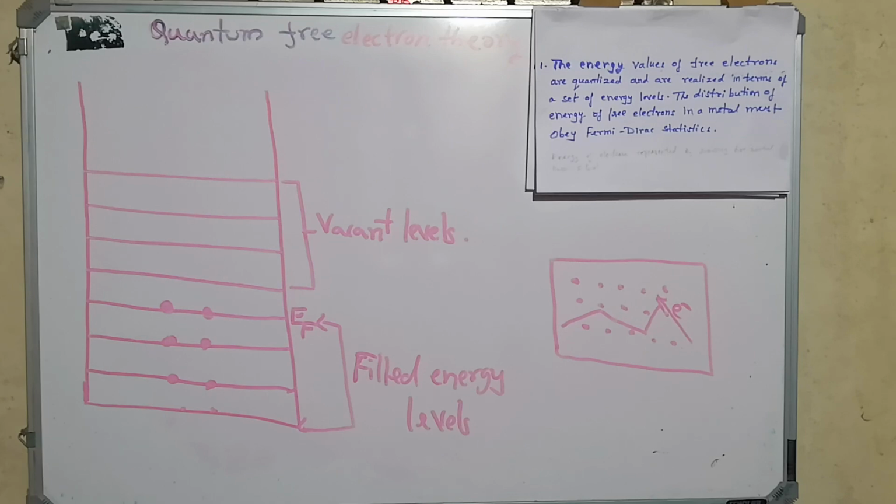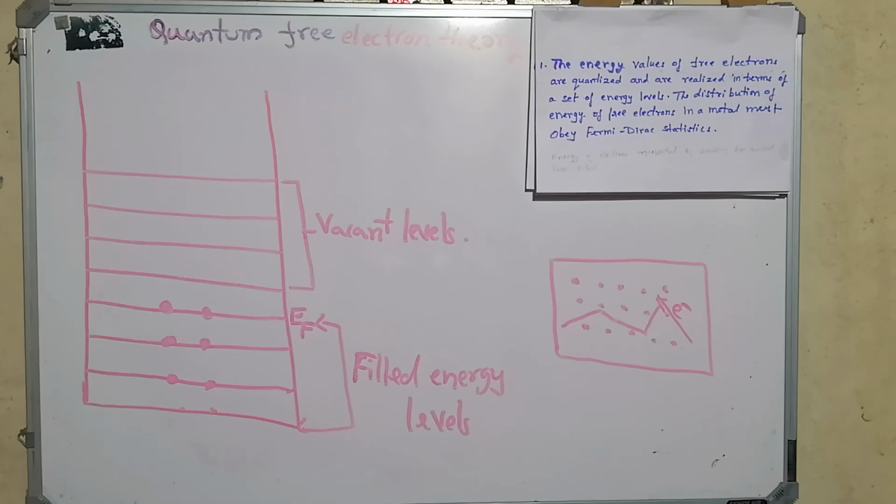This theory, quantum free electron theory or Sommerfeld model, mainly depends on assumptions. Mainly, there are four assumptions. First one, the energy values of free electrons are quantized and are realized in terms of a set of energy levels. That means, according to classical theory, all electrons have the same energy equal to 3/2 kT, but in this theory, different electrons possess different amounts of energy. But energy values are not continuous.